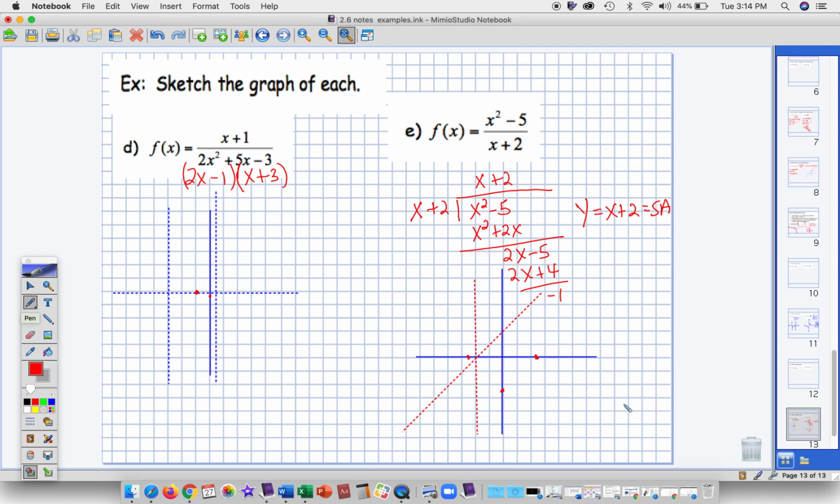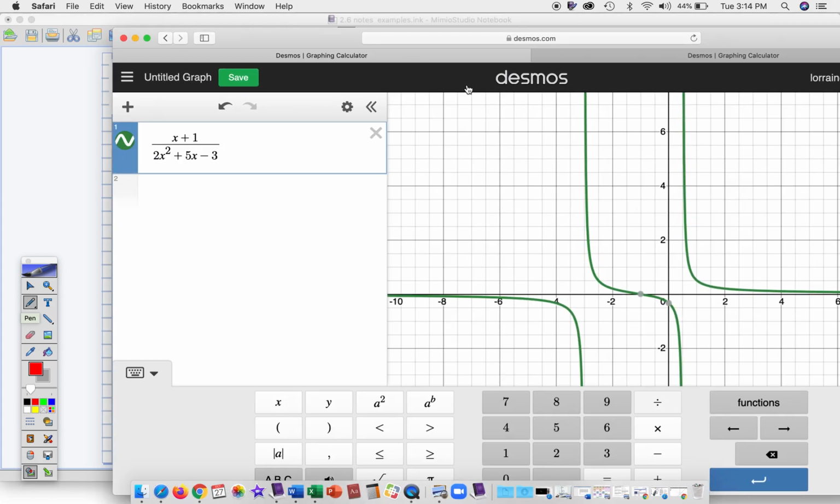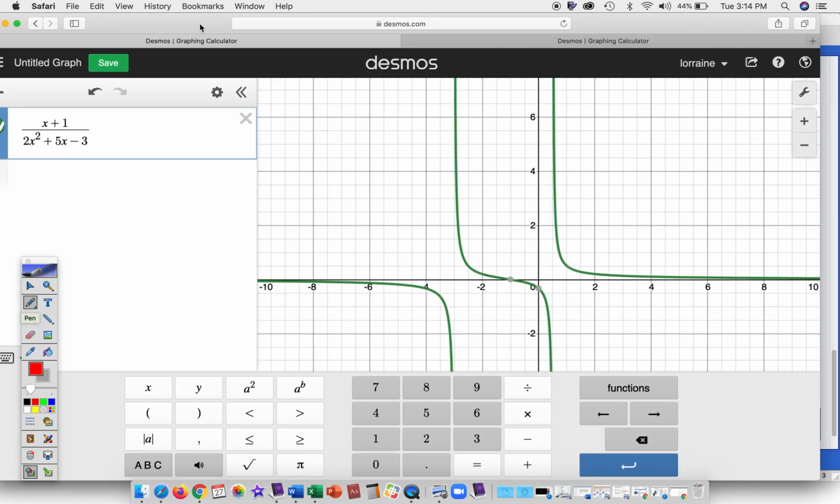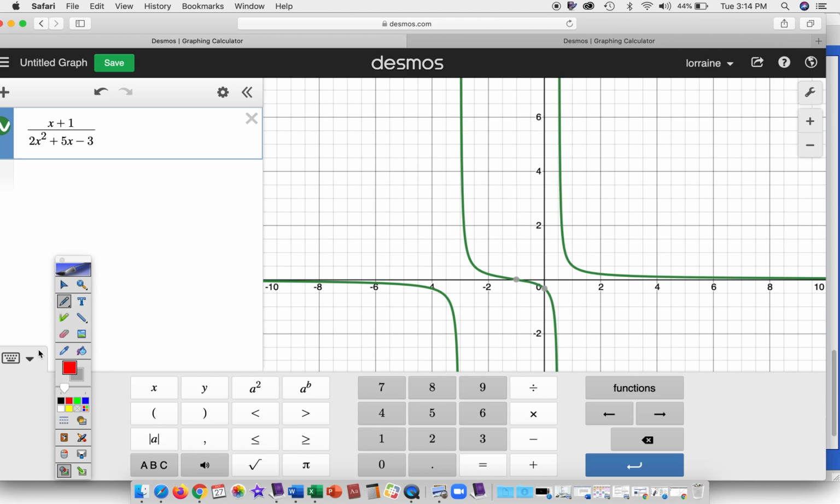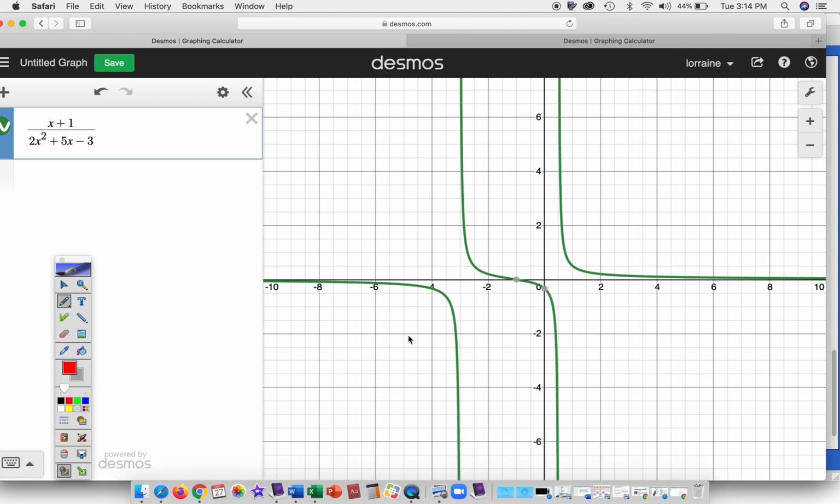Okay, and then I did a little bit of cheating and did it on Desmos. Okay, so you can see what happens here. Here's that piece that looks like a cubic curve in between the two vertical asymptotes. And then we have the two outer pieces of the curve. So again, that comes from plugging in values and testing points.